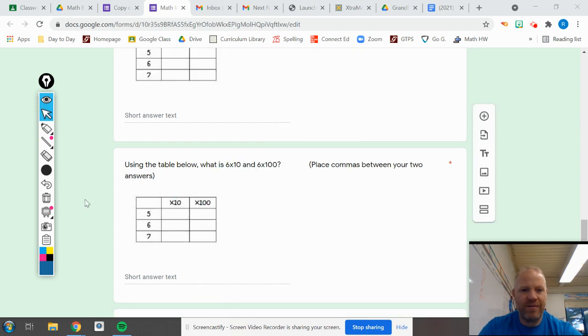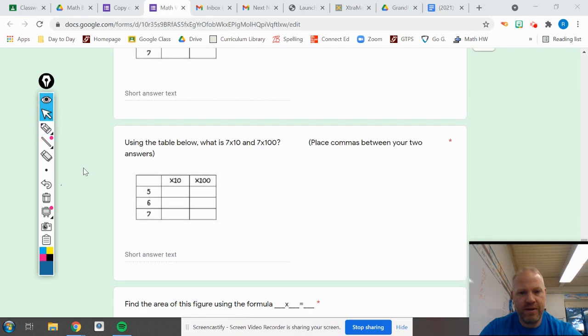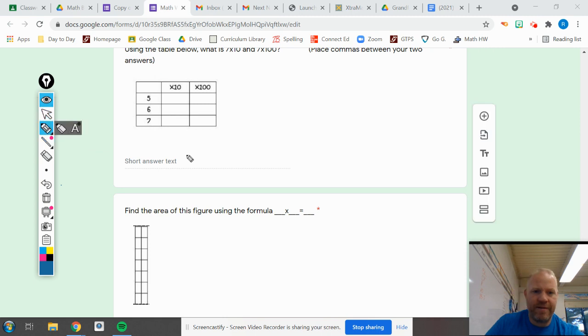So now we're going to do the 6 times 10 and 100. So same pattern, 6 times 10 and then 6 times 100. So you should have 60 and 600. Which then brings us to the next one, which is 7 times 10 and 7 times 100. Same pattern, which should bring you to 70 and 700. Remember, we're just adding those zeros after multiplying the base numbers.